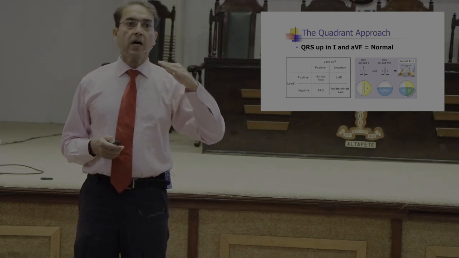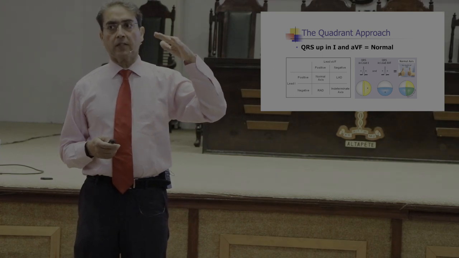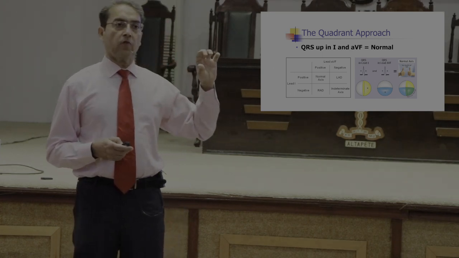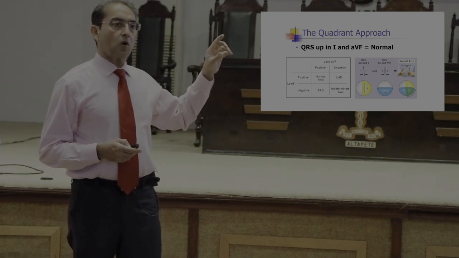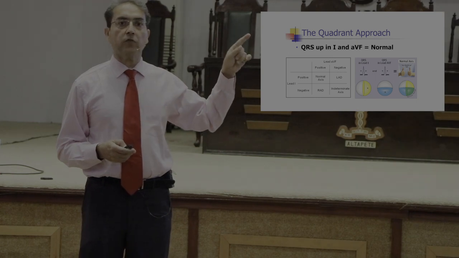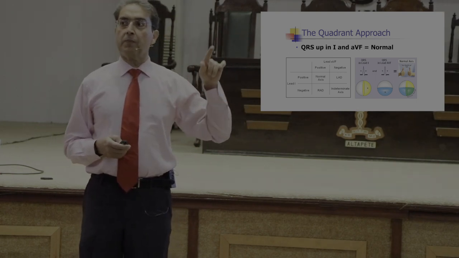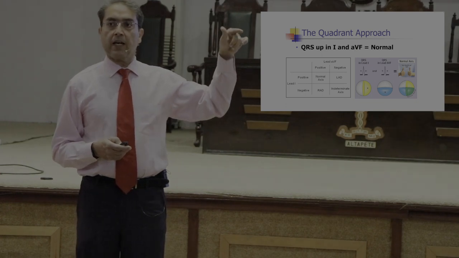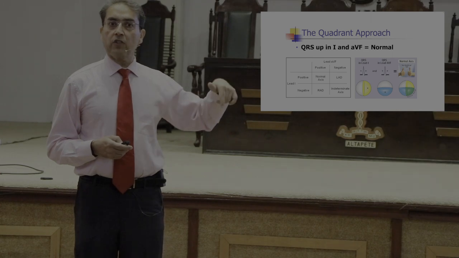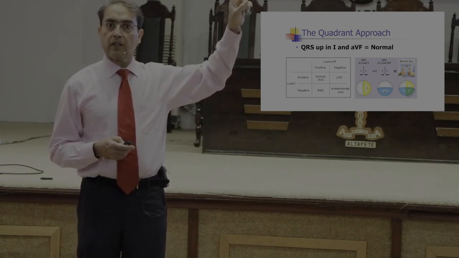So the complex above the isoelectric line is the same in magnitude as the complex lying below it. If this is isoelectric in lead 1, the electrical axis of this patient will be lying along a lead which is at 90 degrees, which is lead AVF. Now, if the AVF is showing a positive deflection, this means the electrical axis is downward towards 90 degrees. And if the AVF is showing a negative complex, it means the direction is upward towards the negative side. Clear?